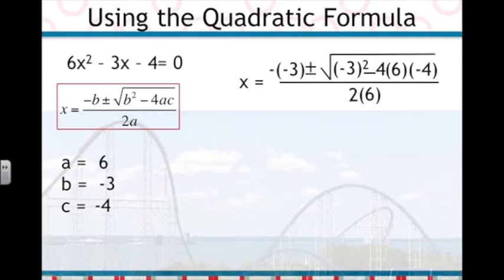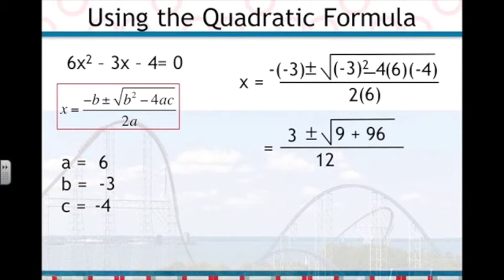So we have the square root of 9 minus a -96, which is the square root of 9 plus 96. Also, notice that in the denominator 2 times 6 was 12, and notice our double negative gave us a +3 in the numerator. 9 plus 96 is 105, and you can use a calculator to find the square root of 105, which is 10.2 rounded to the nearest tenth.